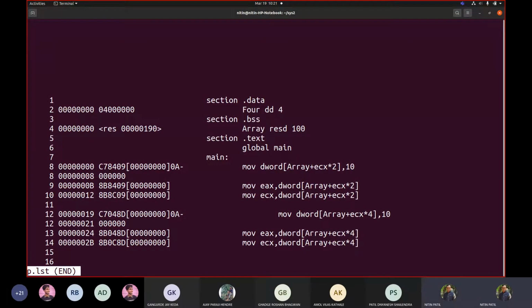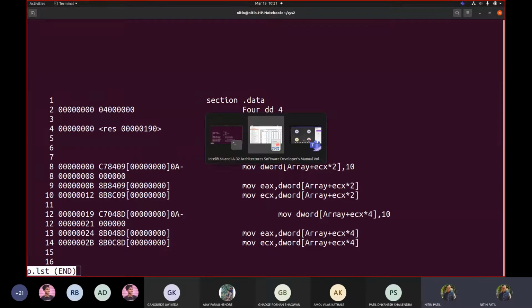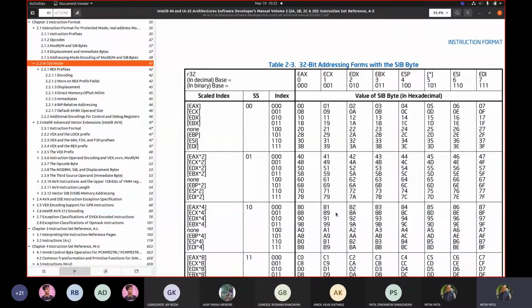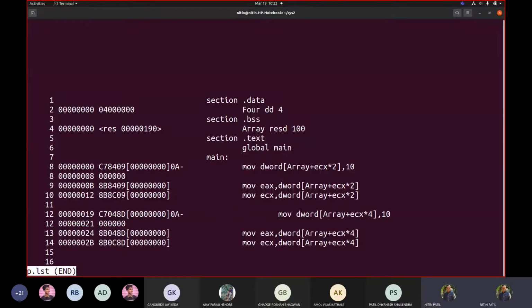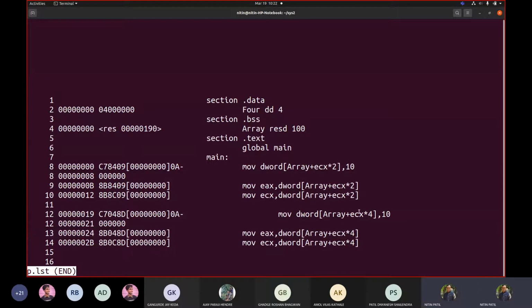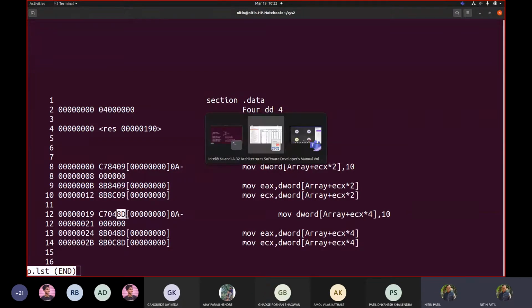Now we got 8D, 8D, 8D. Where is 8D? 8D is here. Correct? 8D was here because ECX was multiplied by 4. So that's why this 8D. Now one can see 8D is, but how exactly that 09 is coming over there?